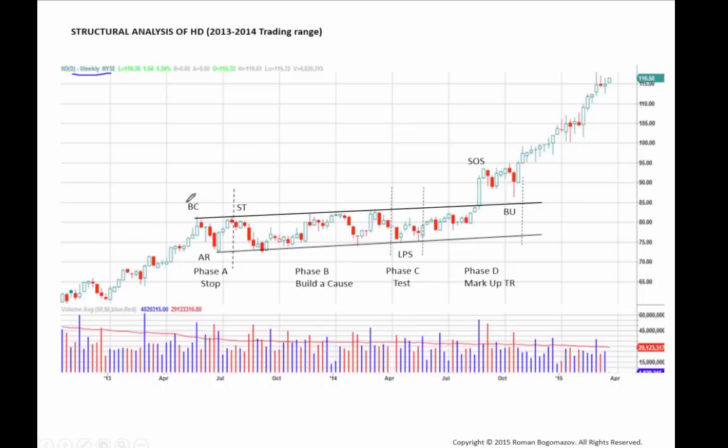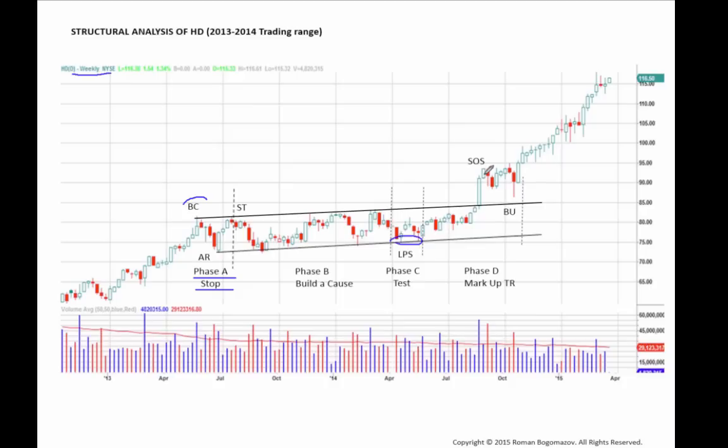We had the stopping action with the climactic action right here, phase A. The intention of phase A is always to stop the current trend and then to go into the consolidation or just to reverse the trend. We are building the cause in phase B. The final test happens in phase C as the last point of support, and don't worry about those Wyckoff semantics. If you want to study those more, it's definitely a lot of fun, to identify those phases and those Wyckoff events, and the semantics are going to be easy for you.